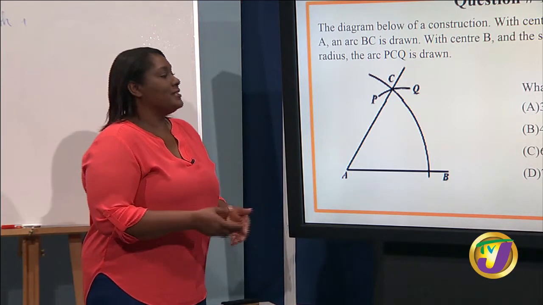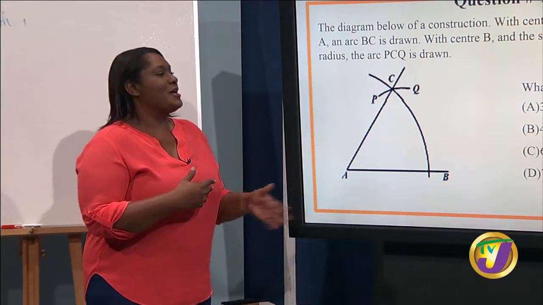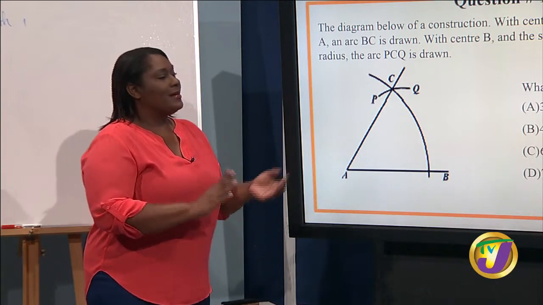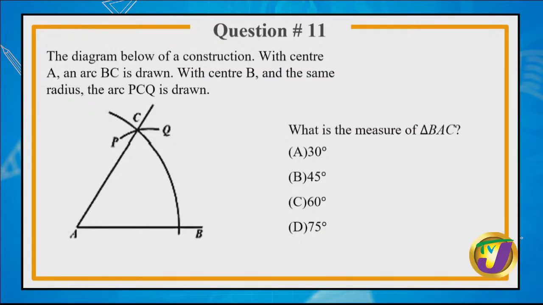While some persons take it for granted and just go ahead and randomly swing arcs and measure and come up with the angle that they are required to construct, here we are given a diagram which we are required to examine carefully, in light of the information that's given, and say what angle is being constructed right here. Okay. Now, highlighting the important information.